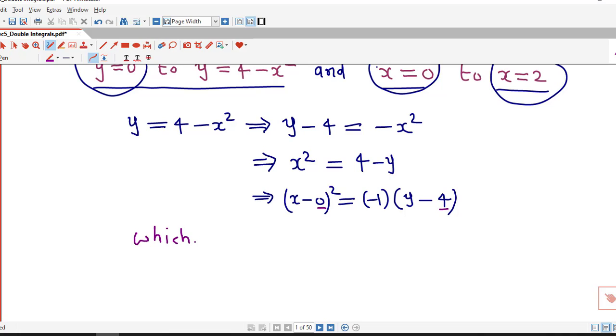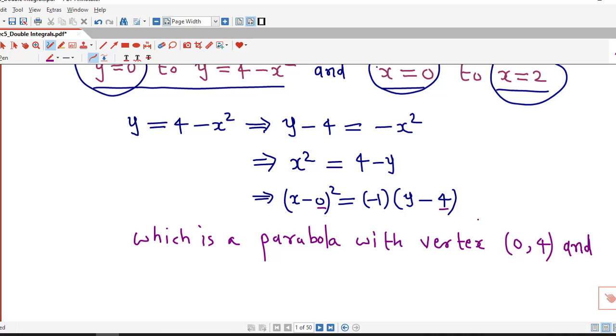So this is a parabola with vertex ordered pair 0, 4, and due to the negative coefficient here it opens downwards. That means it will be like this. Here we will have the vertex.